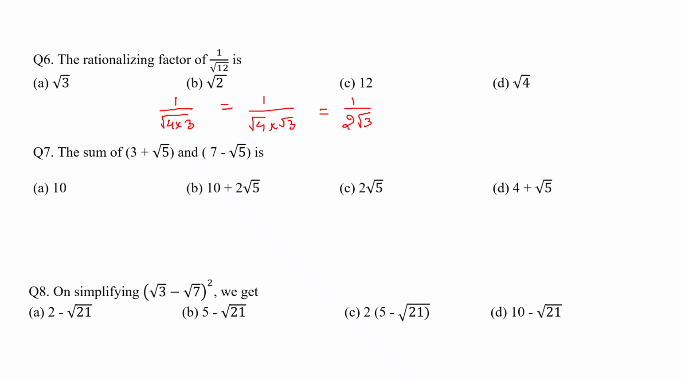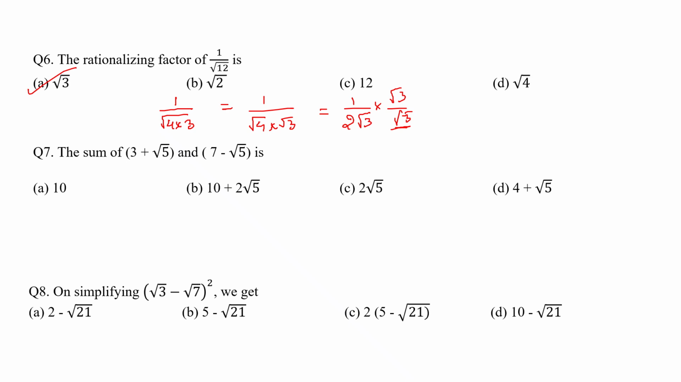Now rationalizing factor means what you will multiply in the denominator such that it will become a rational number. Now if you see, 2 root 3 is not a rational number because root 3 is irrational. To make this root 3 rational, it's simple, isn't it? Root 3, if I multiply by root 3, it will become rational. But I cannot multiply only in the denominator, I have to multiply in the numerator also, isn't it? So the rationalizing factor for this is only root 3. So the answer is root 3, option A.